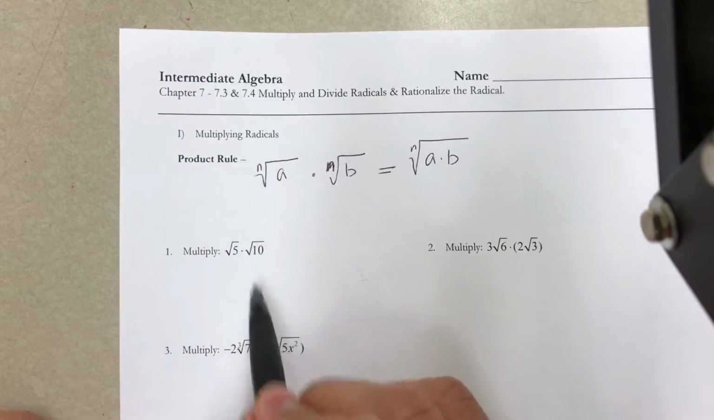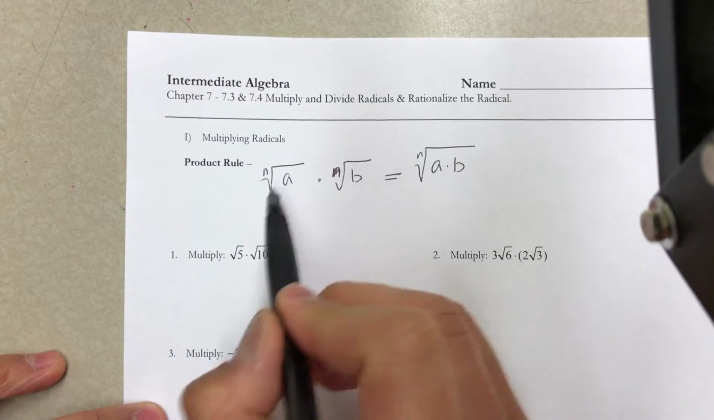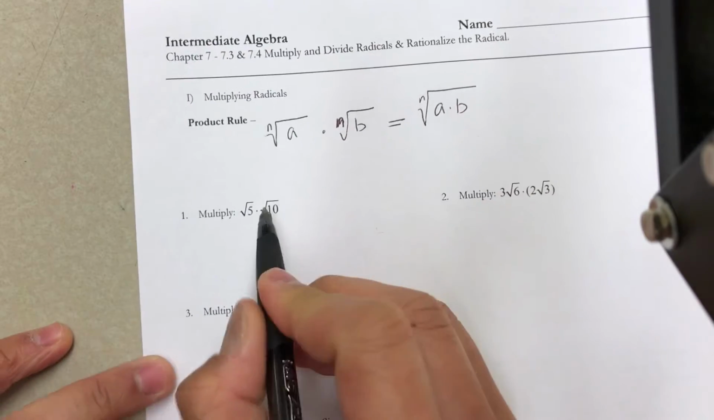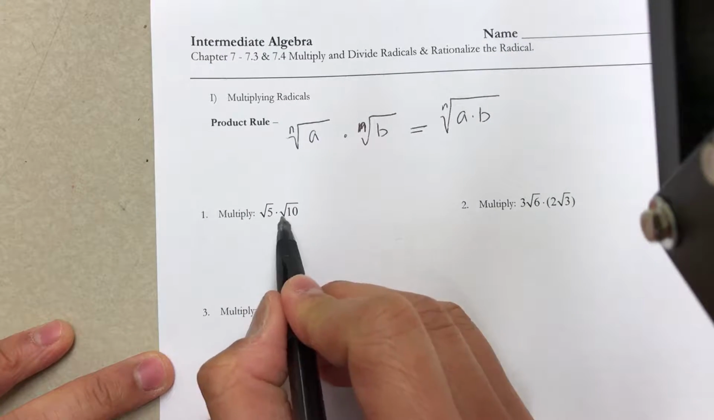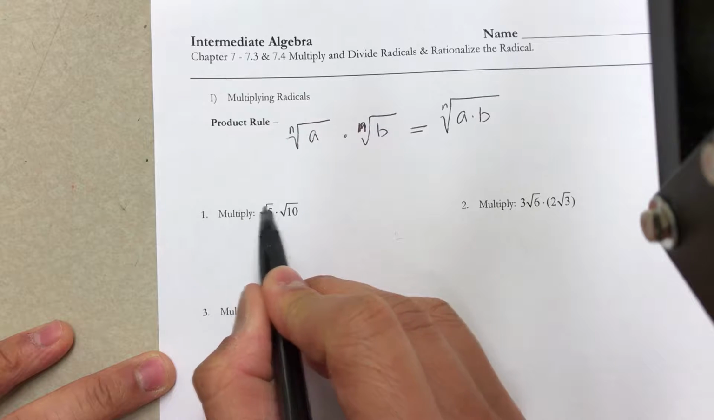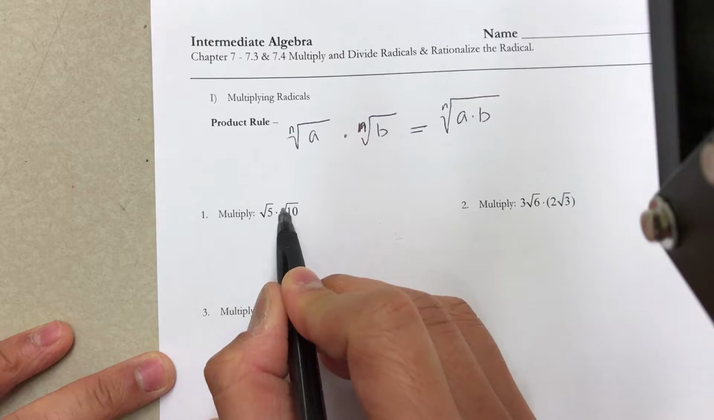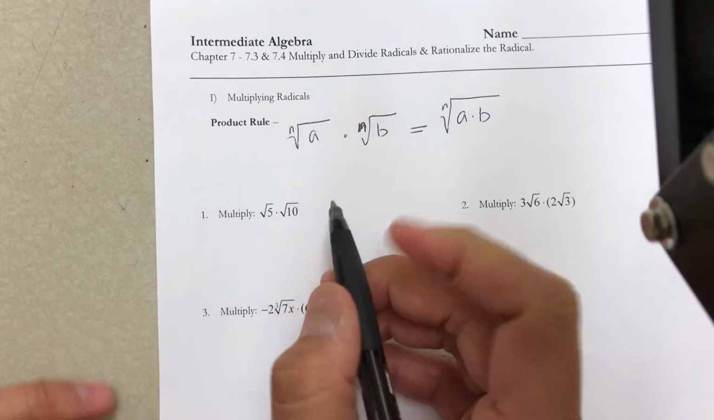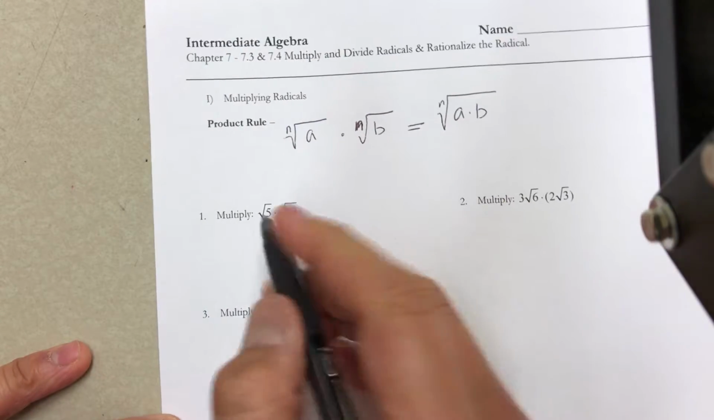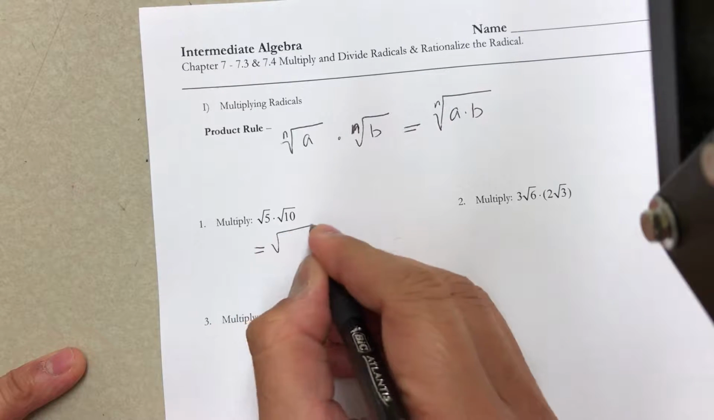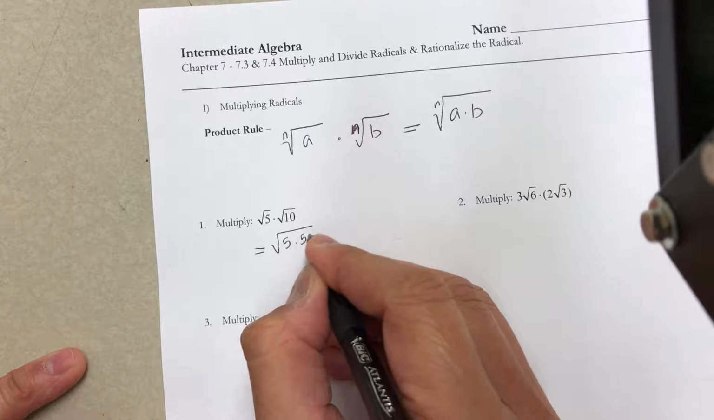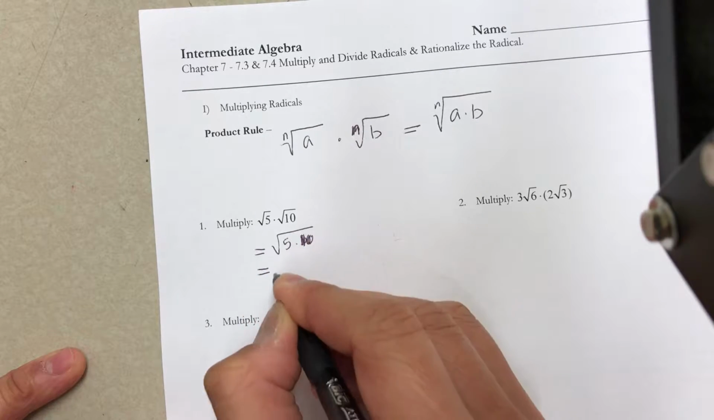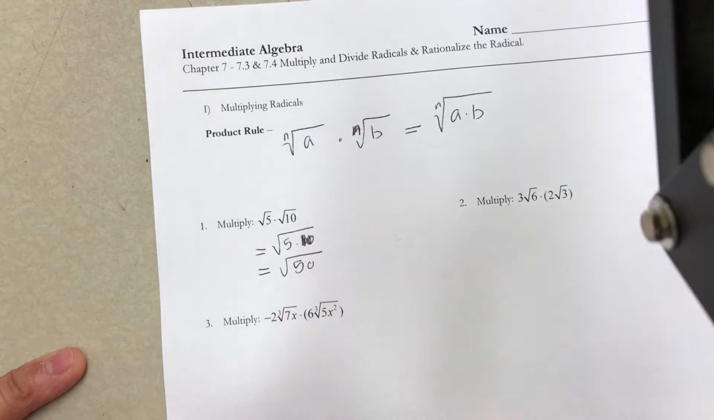So let's take a look at some of the examples that we can use to apply this product rule to multiply two radicals. Notice that these two radicals, they have the same roots. The root here is a 2 and the root here is also a 2. When it is not written, it is a 2. So according to the product rule, yes, we can multiply them together, which becomes, that's a 10, which becomes the square root of 50, okay?